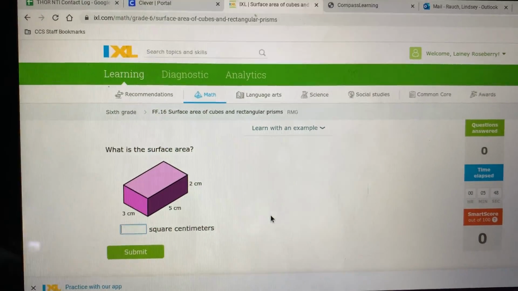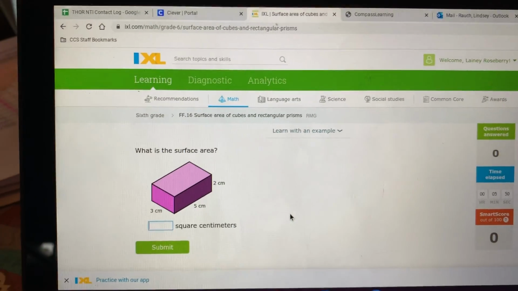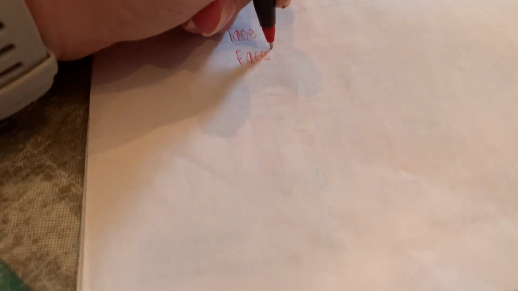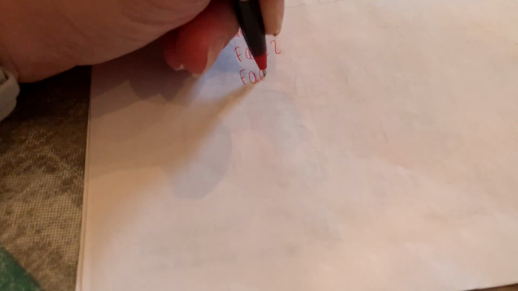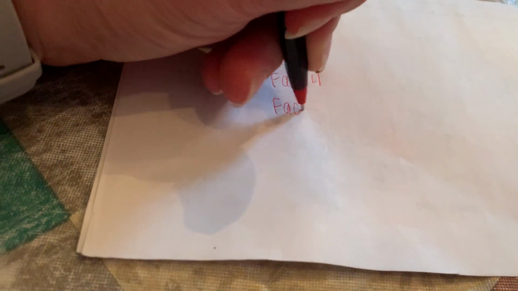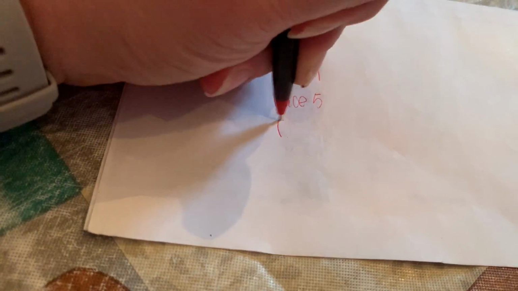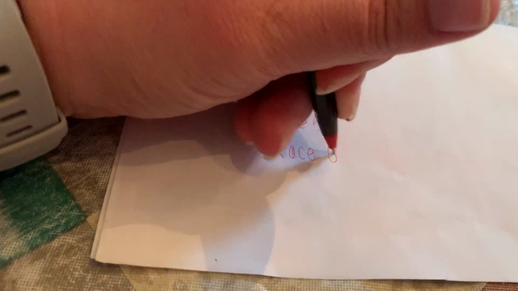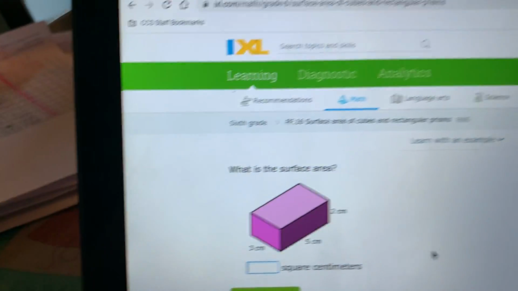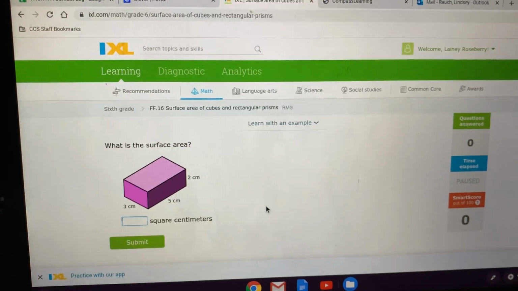So what I'm going to do is come over here to the paper and write face 1, face 2, face 3, 4, face 5, and face 6. Okay, so again, I need to find the area of each of the faces.